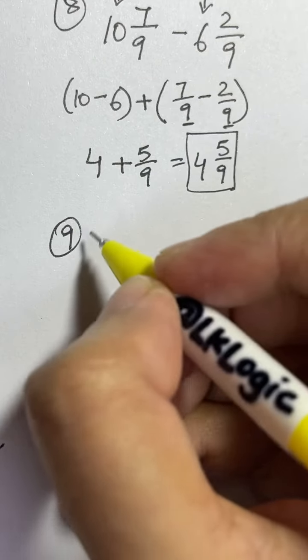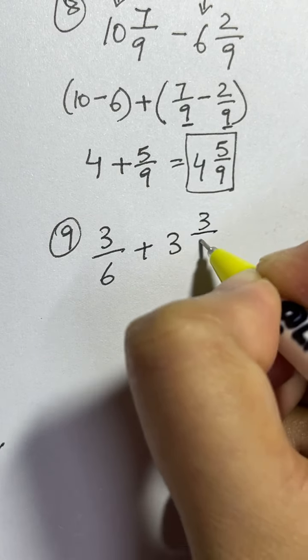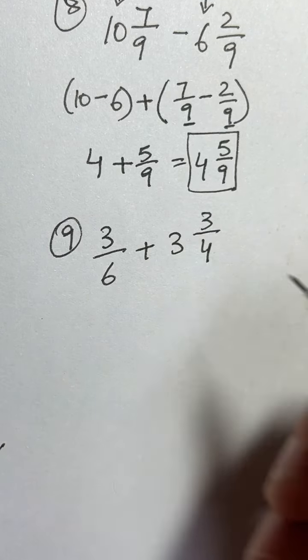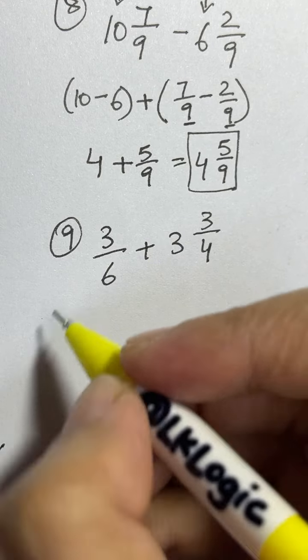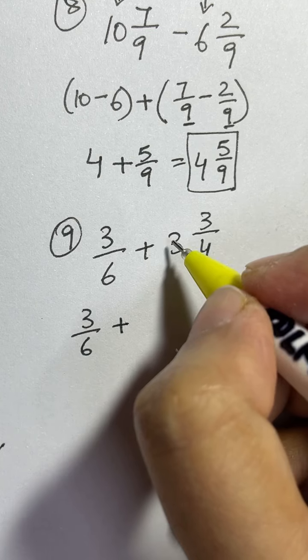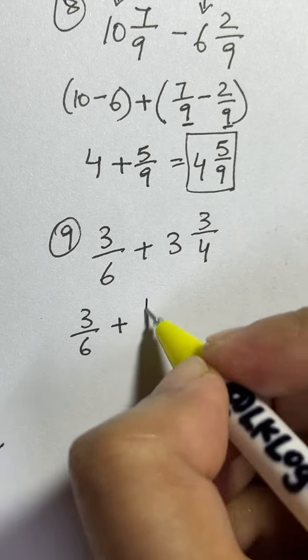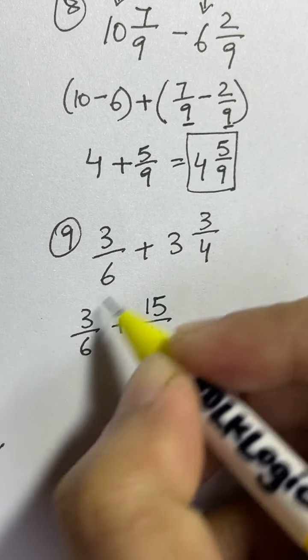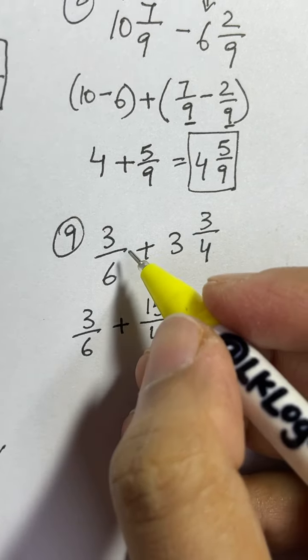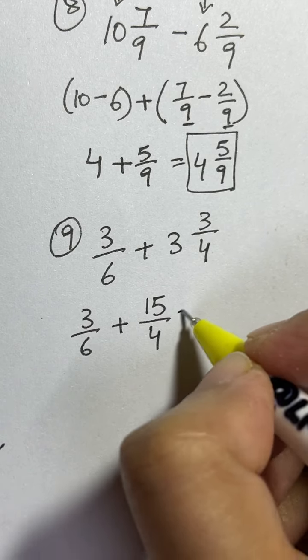Suppose you have 3/6 plus 3 1/4. Now you don't have the same denominators. Here there's a mixed fraction, so let's leave this one like this and convert this one. 4 times 3 is 12, 12 plus 3 is 15, so 15/4. Now you've got fractions. First you need to convert the mixed fractions into improper fractions, and then you can solve for that.